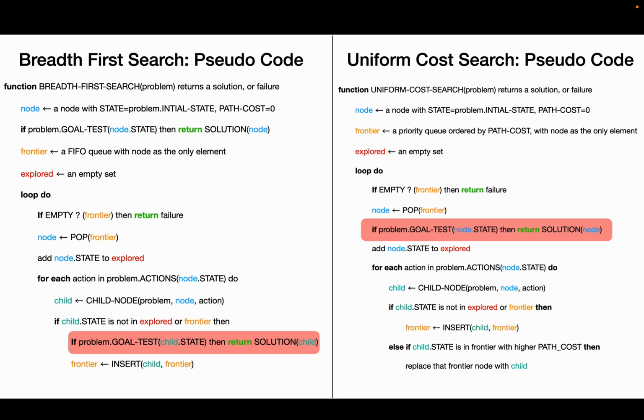We don't do that in uniform cost search. There is a particular reason why we don't do that, because if we do that, we will not get the optimal lowest path cost to that particular node.